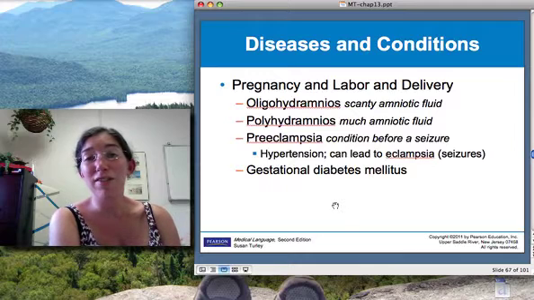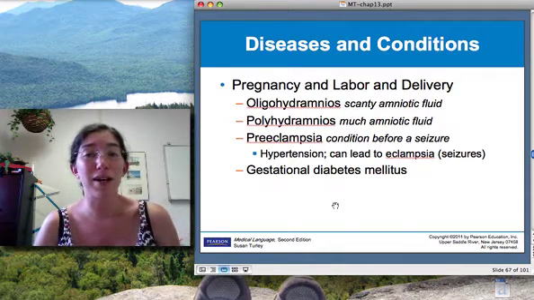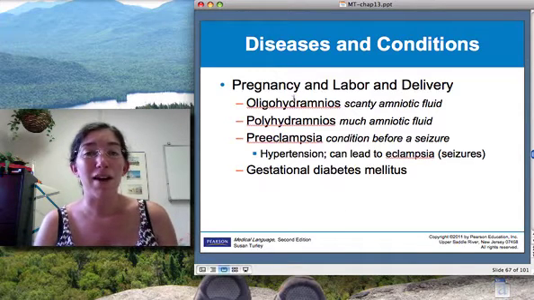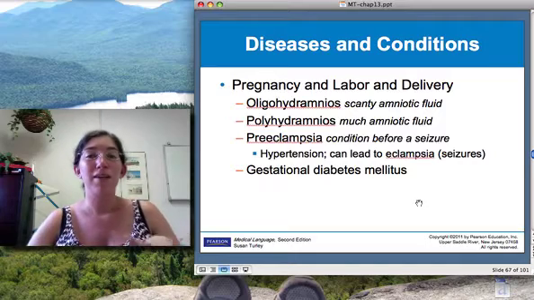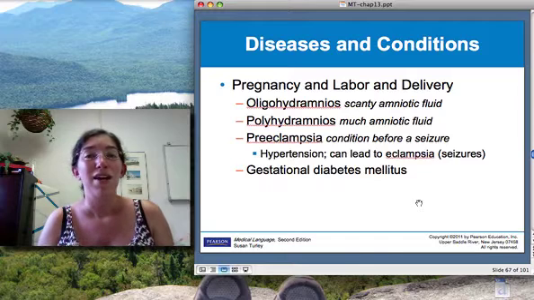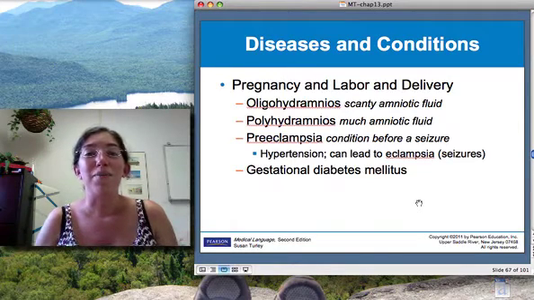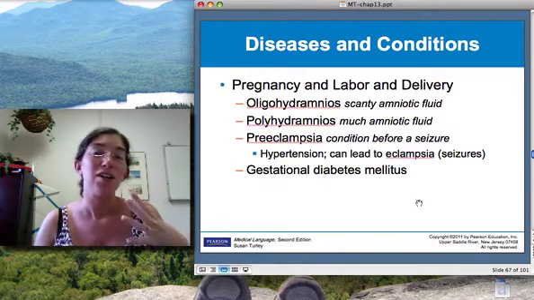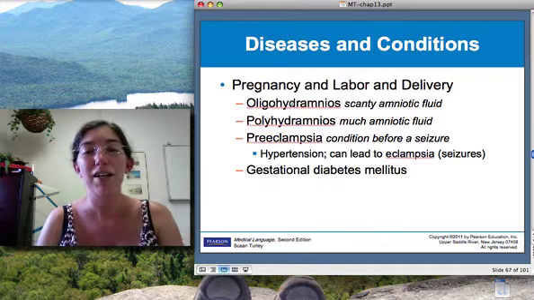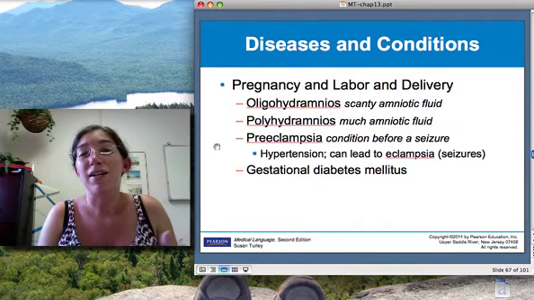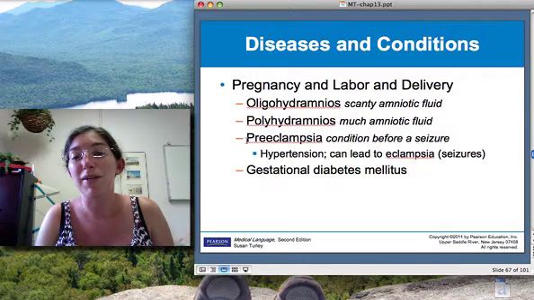Some conditions can be dangerous during pregnancy. Some conditions affect amniotic fluid production. It's important for the developing fetus to be surrounded by amniotic fluid. It is what they eat. It provides some nutrients. It also provides lubrication and cushioning. So if a woman is not producing enough amniotic fluid, that can be a problem, and that's called oligohydramnios. Producing a lot of amniotic fluid is polyhydramnios.